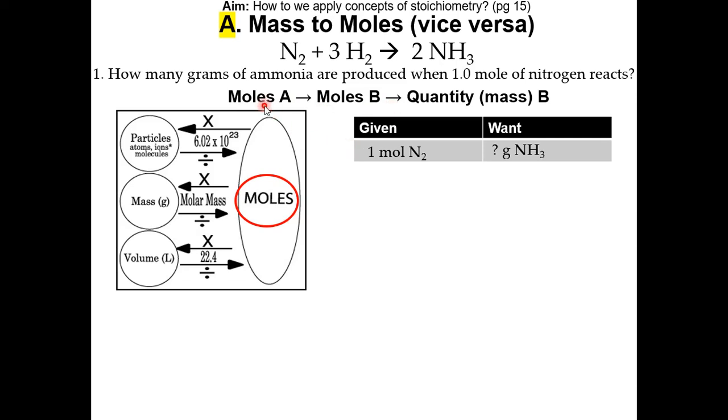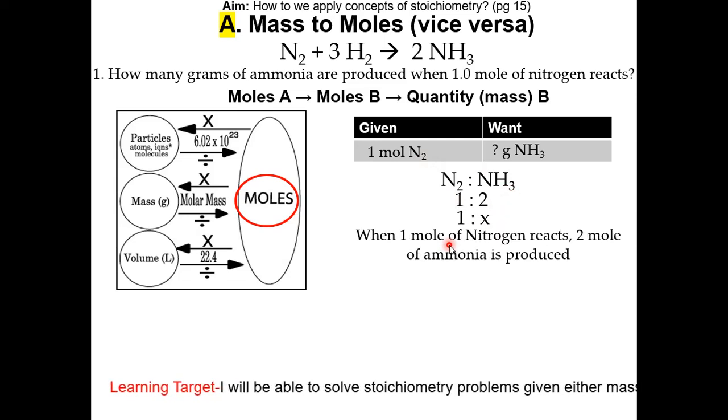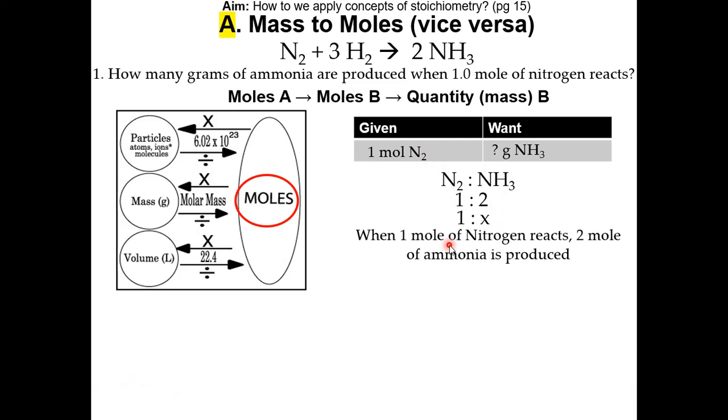We can go from moles A to moles B through a mole ratio, then convert moles B to quantity B in terms of mass. So the first step is to do a mole ratio between N2 and NH3 by looking at the chemical equation. It is a 1 to 2 ratio. Currently, we have 1 mole of N2. So how many moles of NH3? By cross multiplication, we get 2 moles of ammonium produced.